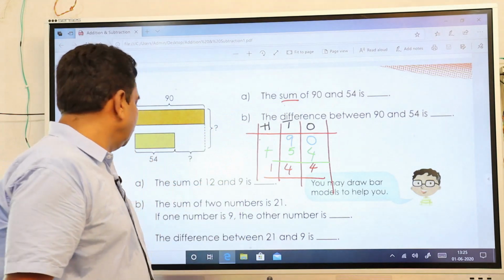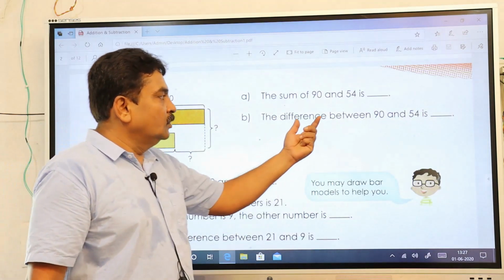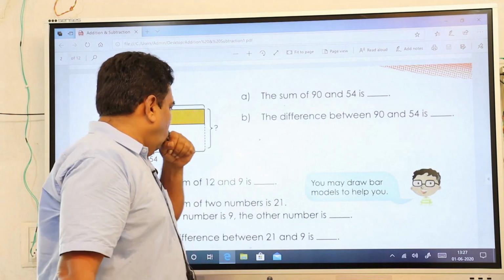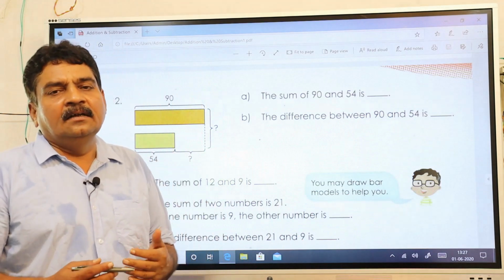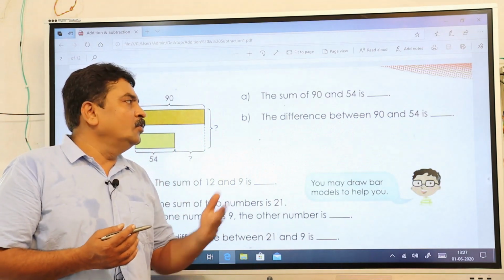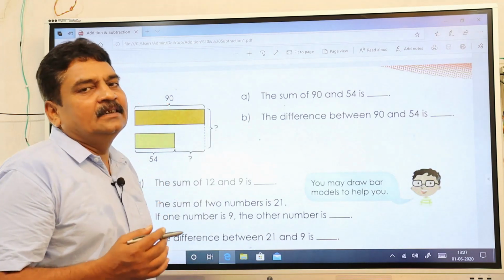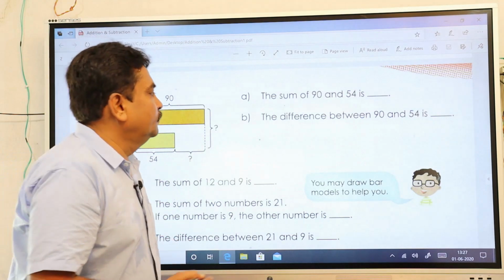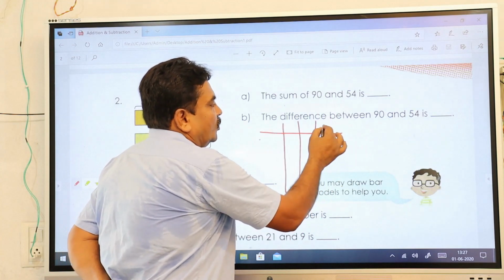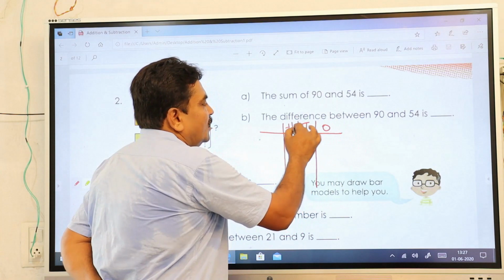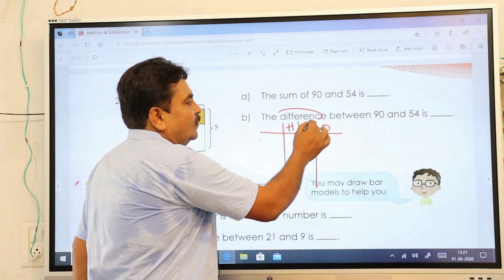In a similar way, let me do the next value. The question asks for the difference between 90 and 54. How are you going to do this? It is also very easy and simple. First you draw a table. So I am going to draw the table here. This is your ones, this is your tens, and this is your hundreds. He is asking you to find the difference.